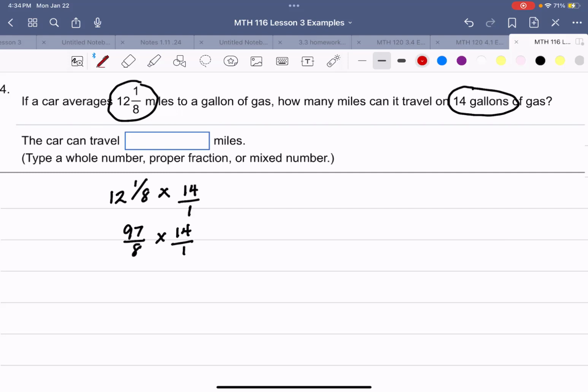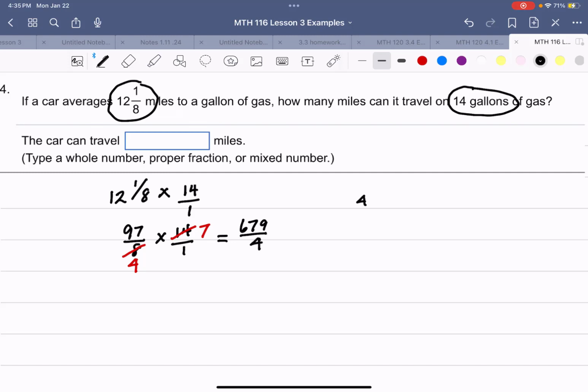I'll go ahead and do some reducing here. Divide that by 2. 8 by 2 is 4. 14 by 2 is 7. So it has to be a factor from the top and the bottom. Can't do both top and top. It has to be top and bottom in order to reduce it. 97 times 7 is 679.